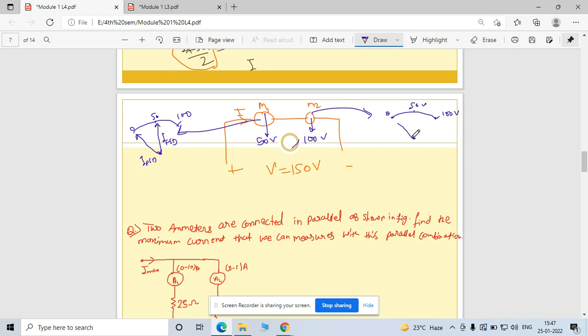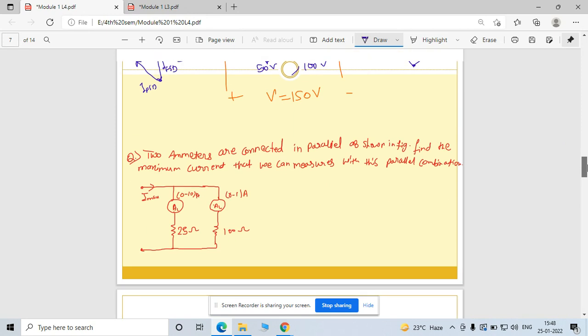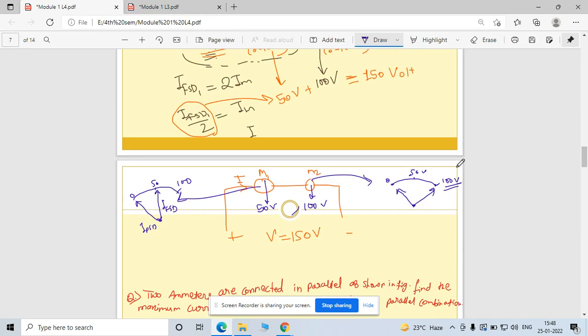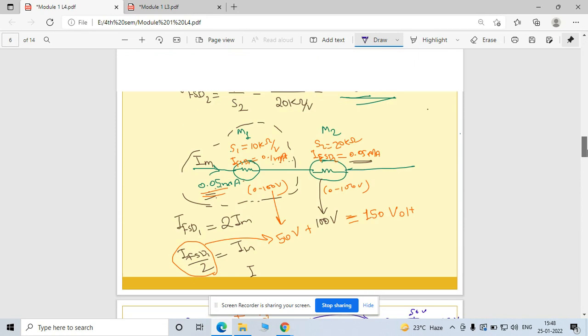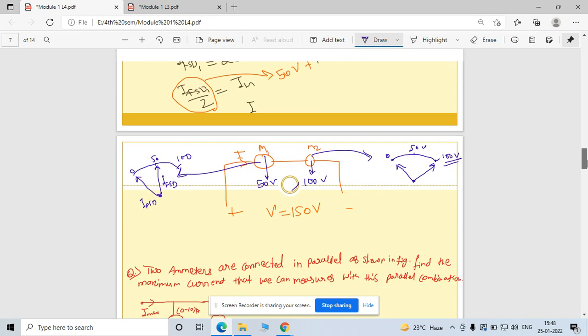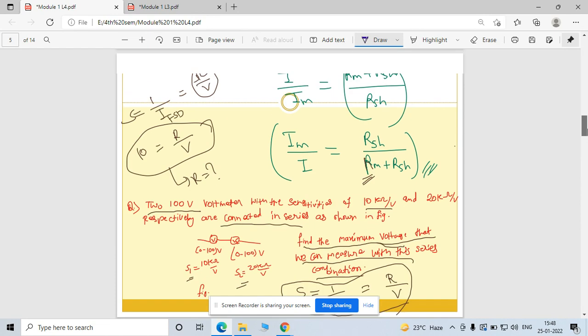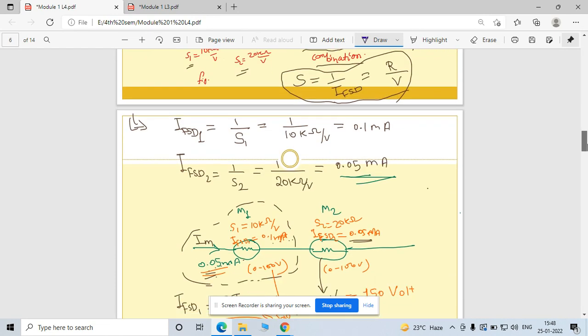Because the maximum current flowing through this meter is 0.05 milliampere. So for meter 2, 0.05 milliampere is your maximum full scale deflection current. So that's why for meter 2 you can measure up to the voltage of 100 volt. I hope up to this point all of you are clear, right? Please respond if you have any doubt up to this. Yes, guys.